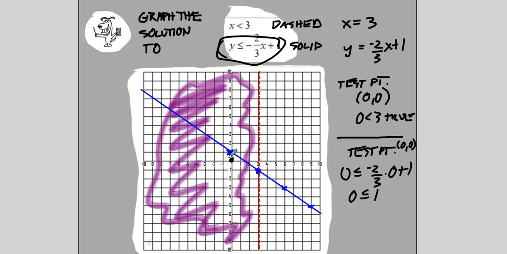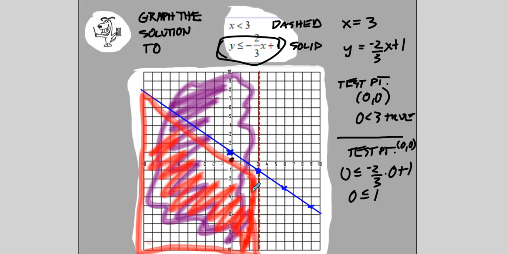Because the point is in the lower half plane, we shade here. Okay, so the common solution is where these two, the purple and red, intersect, which is going to be this area in here and anything that extends beyond it. So that's our actual solution, and it would include the blue boundary line but would not include the dashed.